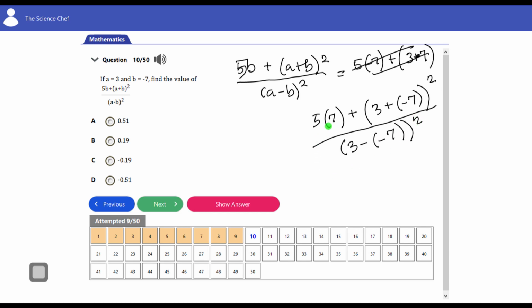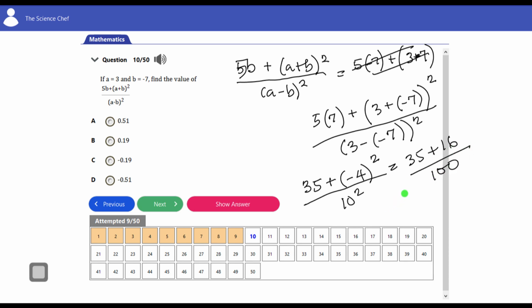So 5 times 7 is 35, right? Then plus, we first of all solve the content of the bracket. 3 minus 7 is minus 4, is it not? Plus minus 4 all squared, right? All over, minus times minus is plus. So that's 3 plus 7. That gives us 10. 10 squared, right? So we evaluate this further. That gives us 35, minus 4 times minus 4 gives us plus 16. 35 plus 16, right? All over 100.